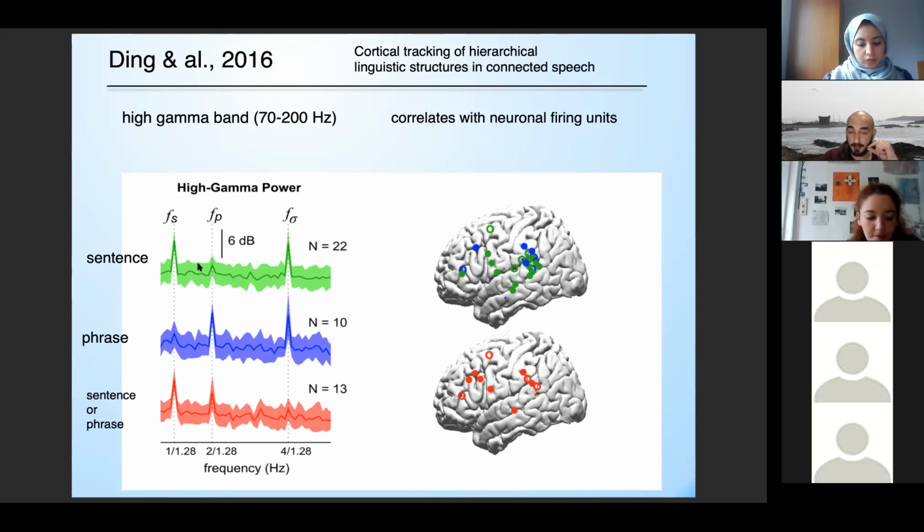And for the sentence peak, they found these electrodes that are active, whereas the sentence ones are the green ones, the phrase ones, so 2 hertz, are the blue ones, and those that respond to both sentences and phrases are the red ones, okay? So, big question for you. What kind of regions of the brain can you see underneath these electrodes? Is there anything that looks familiar to you? So first of all, again, the STG. Sorry? The STG. Right? Which one is it? On the right or on the left? Big question.